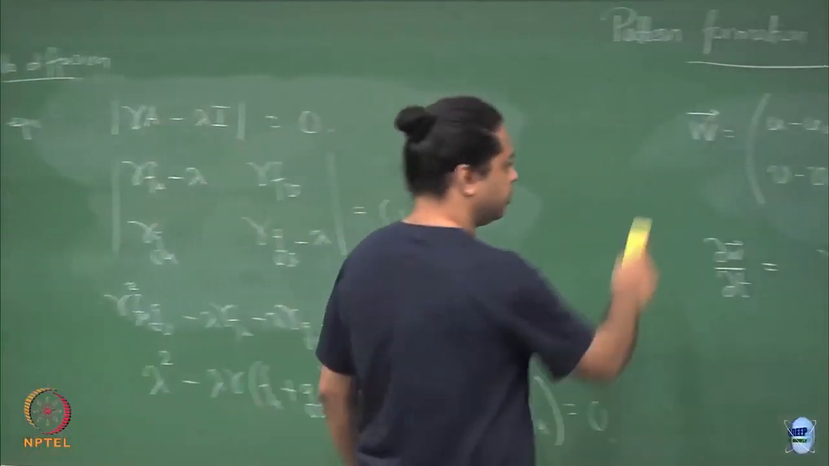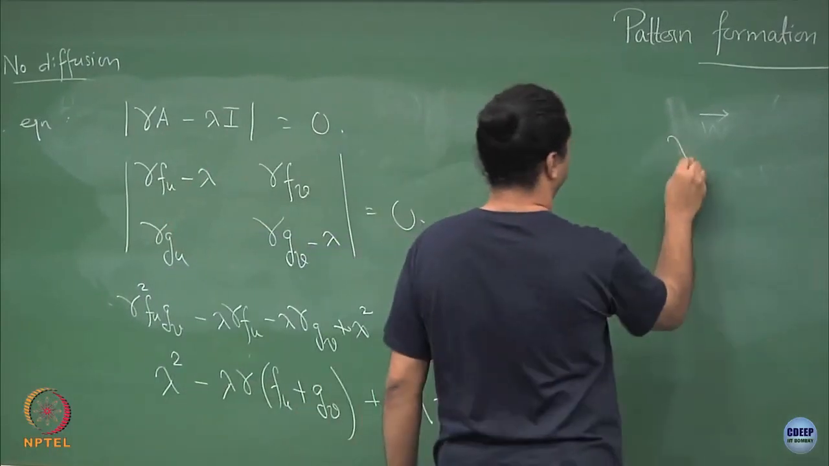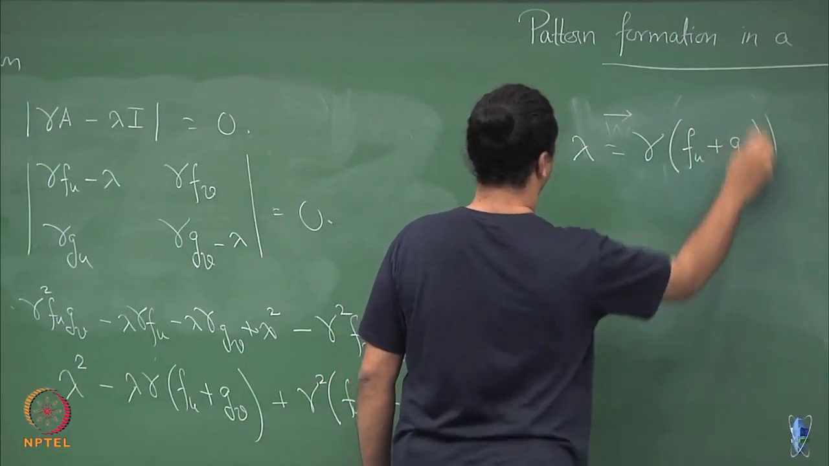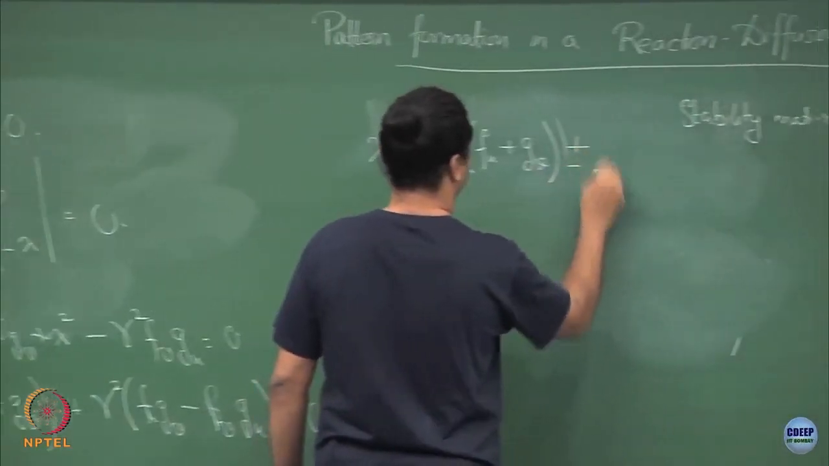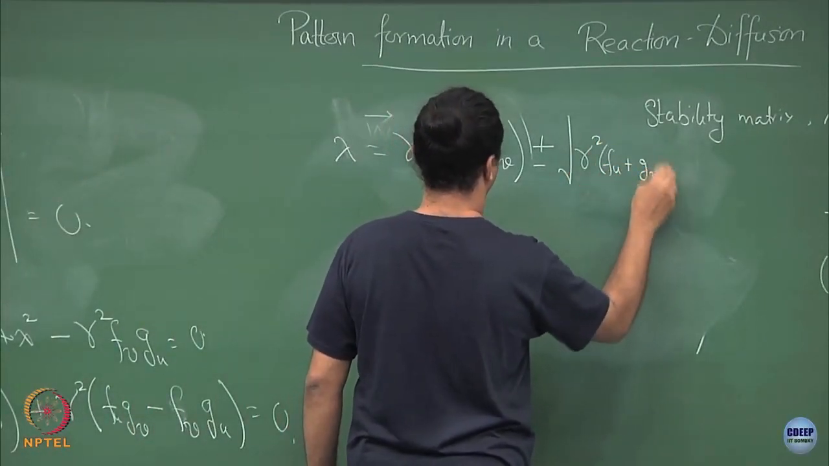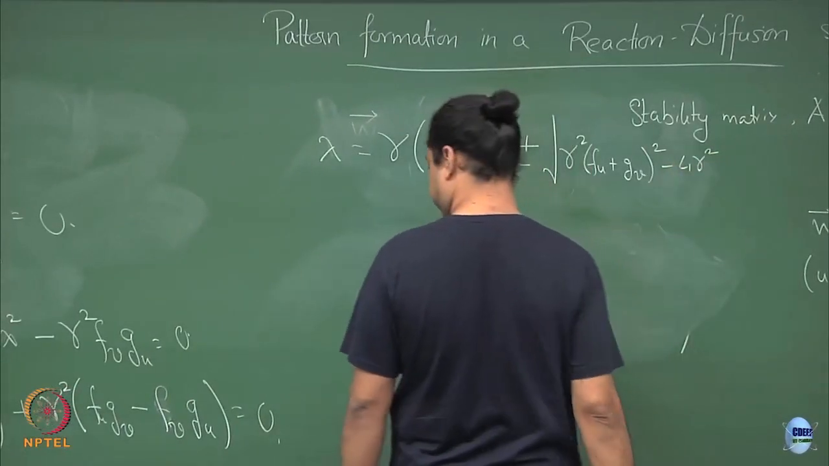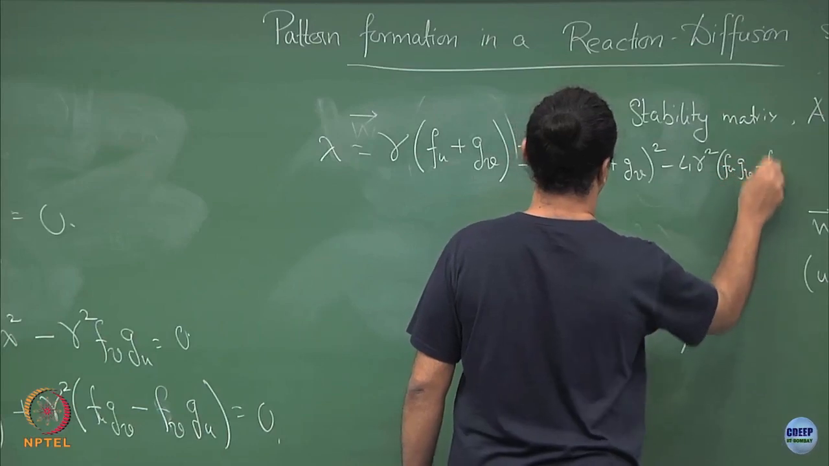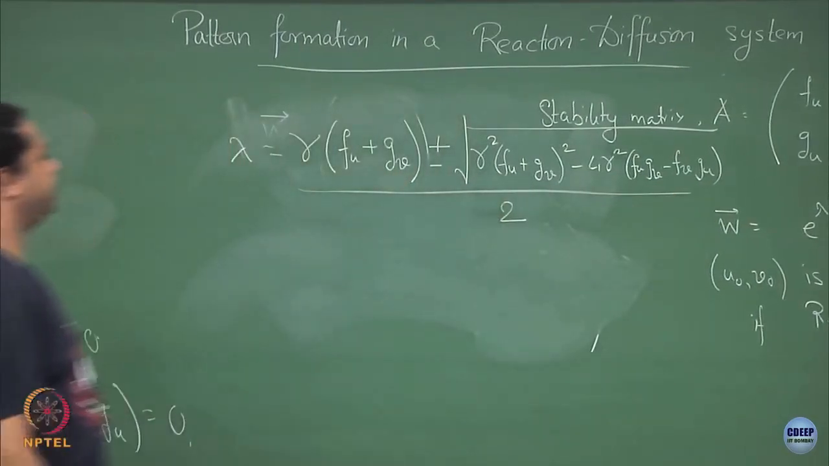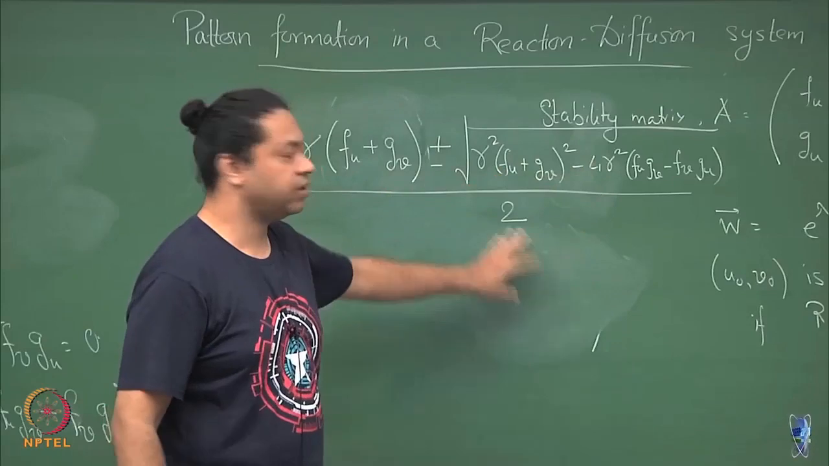I know what the solution is. Lambda is equal to minus b plus or minus the square root of b square minus 4 a c, divided by 2 a. So, lambda equals gamma times (F u plus G v) plus or minus the square root of gamma square times (F u plus G v) whole square minus 4 gamma square times (F u G v minus F v G u), divided by 2. So, these are my eigenvalues.